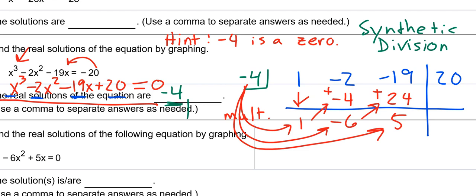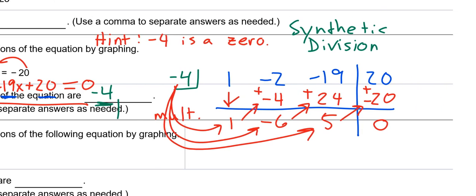-4 times 5. -20. And when you add down the column, you do get 0. Okay, now. This right here is the remainder.